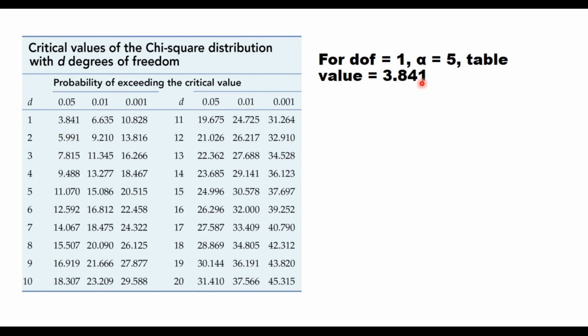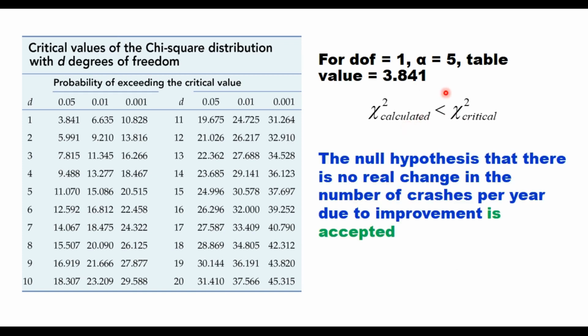And now this value 3.841 is more than the value which is calculated, and therefore we accept the null hypothesis that there is no real change in the number of crashes per year due to improvement in the intersection. So signalization has not changed the number of crashes per year.